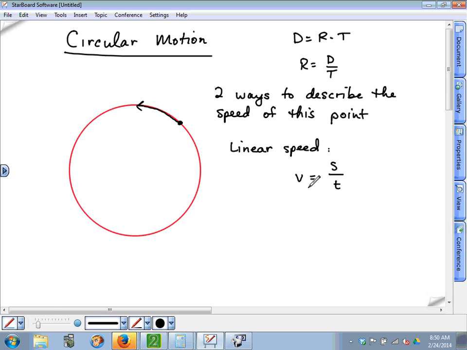How else could we describe the speed of that object if it's on a circle? What do circles do when they're moving? They spin, right? You guys heard of RPMs? What does RPM stand for? Revolutions per minute. Is that a linear speed? What does revolutions per minute mean? It's not how fast it's moving per se. It's how fast it's turning. It's how fast it's spinning. That's called angular speed.